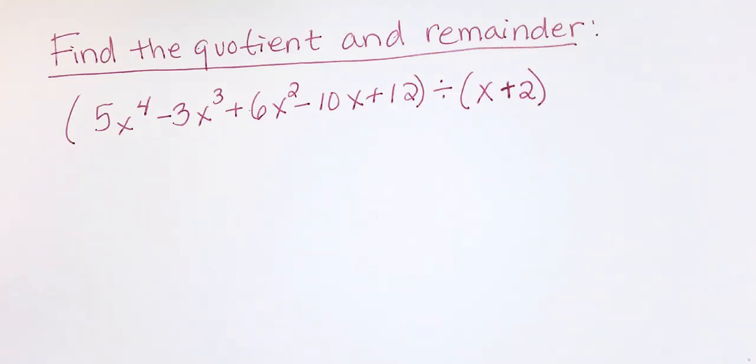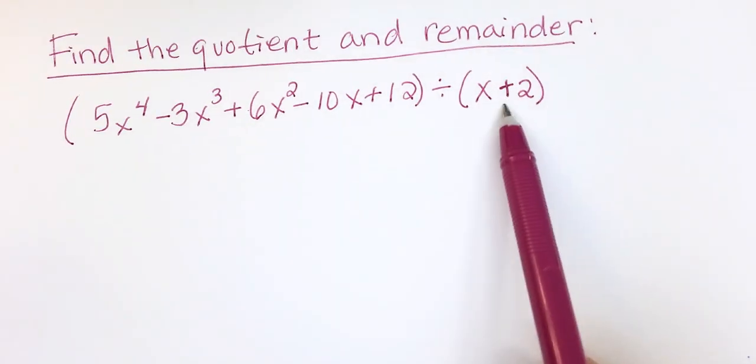On this problem, we're going to find the quotient and remainder when we're dividing a polynomial by a binomial. We're going to use synthetic division in order to do this. You can use long division, but I want to show you the shortcut way with synthetic. And it does save a little bit of time because we don't have to look at the variables until the very end.